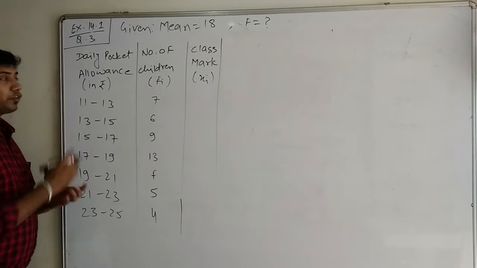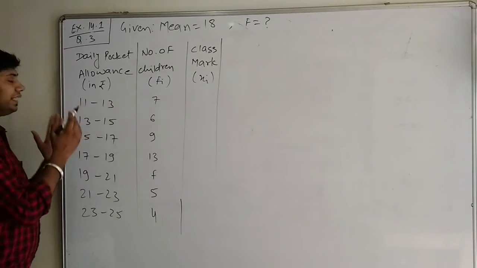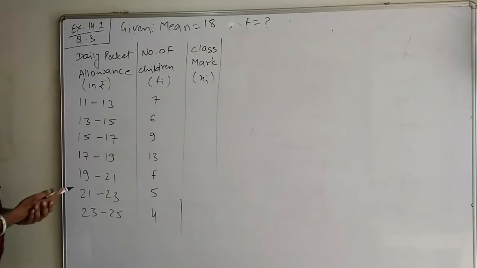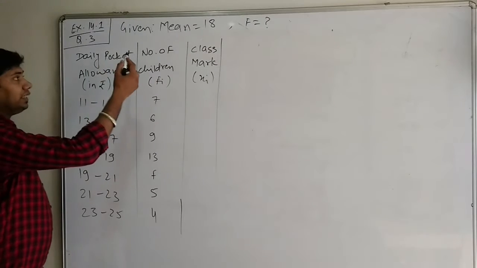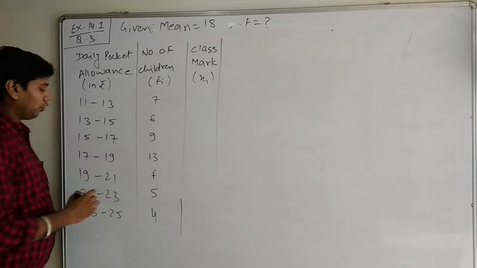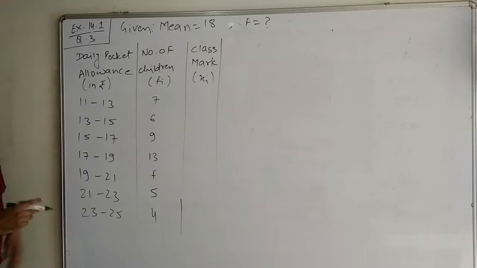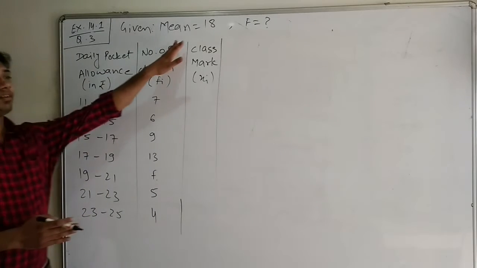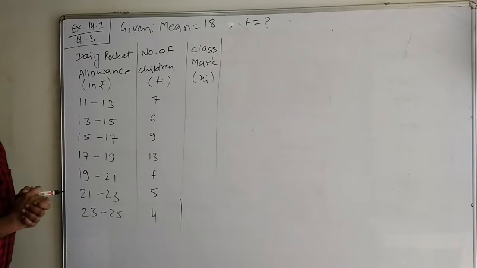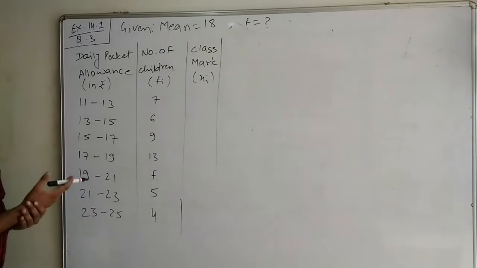In the next question, question number 3, the daily pocket allowance of a few children is given. In this question, the frequency is missing for one class interval, and the mean is given as 18. We have to find the missing frequency. So for this question we start with the first step.